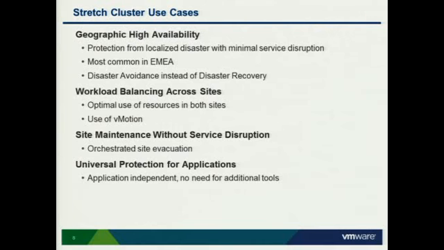People also use it for balancing the workload. For example, they can enable vMotion between the two sites if they have a stretched layer 2 network, and they can move the VMs from building to building. So they can balance the workload and they don't have all their eggs in one basket.